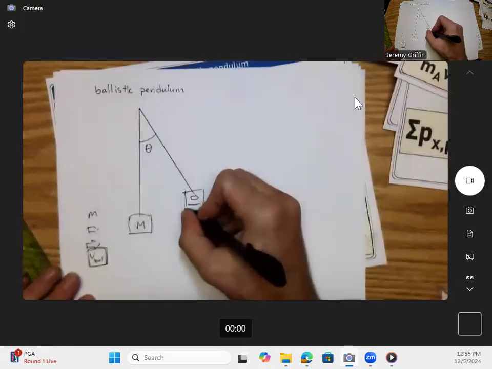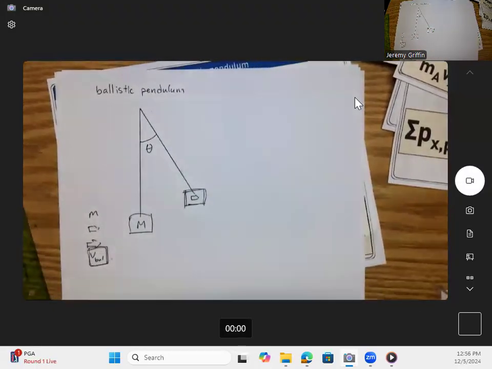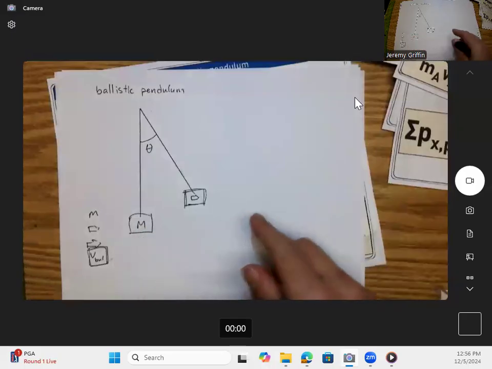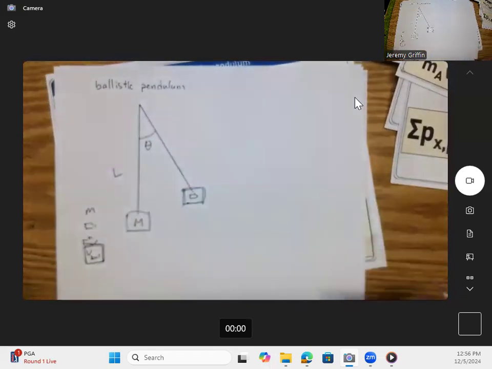Okay. And there's variations on this. So I've seen a variation where the bullet goes through the block. I've seen a variation where they tell you the firing speed of the bullet and how high does it go. But we got this. All right, so I need to give you some numbers.